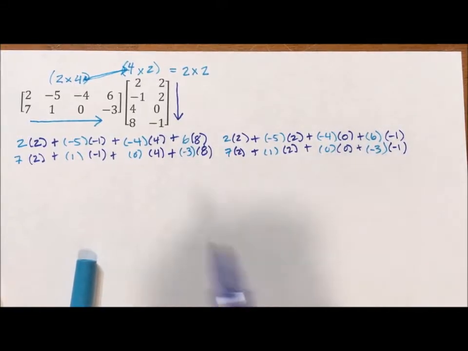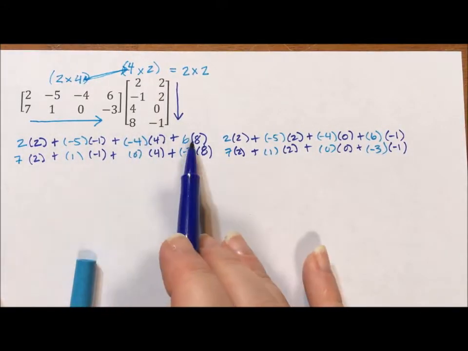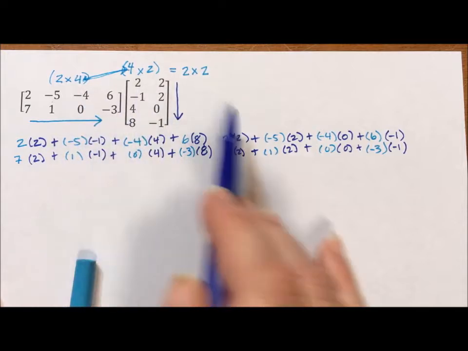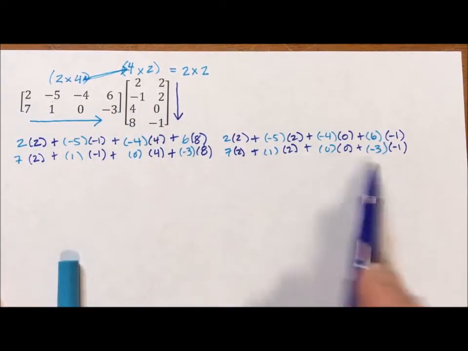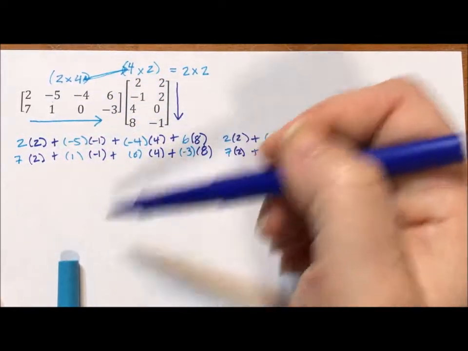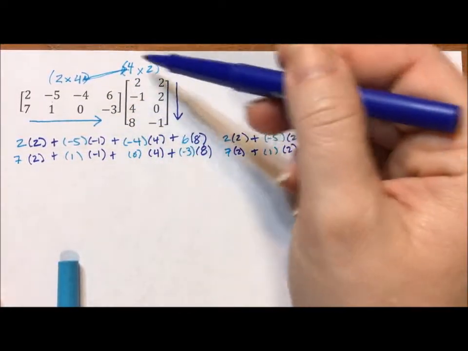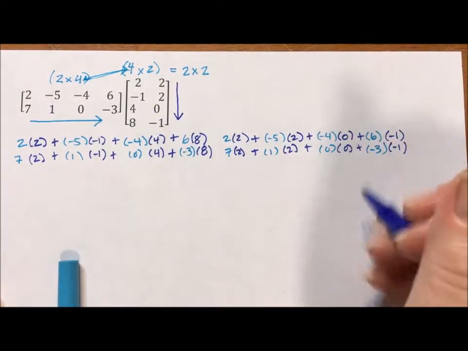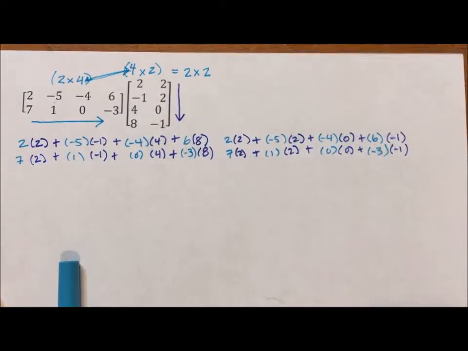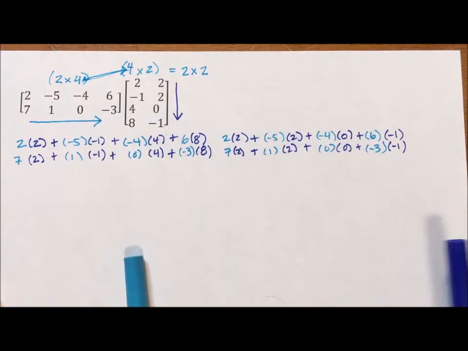So once again, the numbers from the first matrix are 2, negative 5, negative 4, 6 and 7, 1, 0, negative 3, the same for both of them. In the column matrix, all of the numbers line up: 2s, negative 1s, 4s, 8s, and 2, 2, 0, 1. So we can see where all the numbers come from.